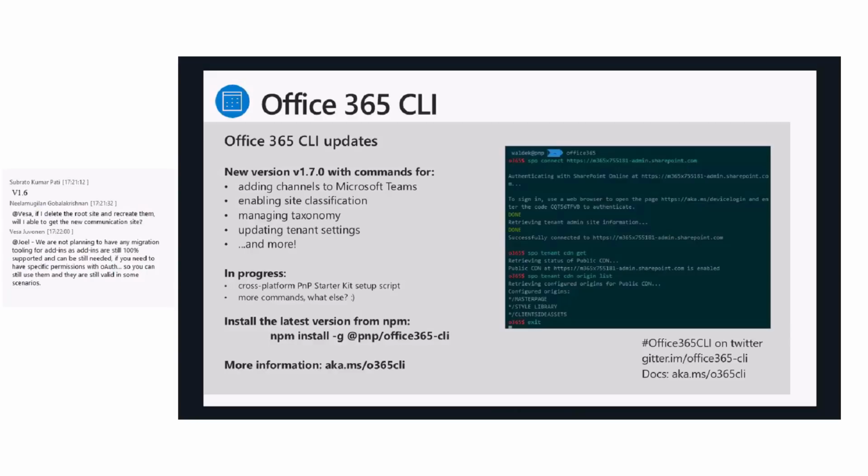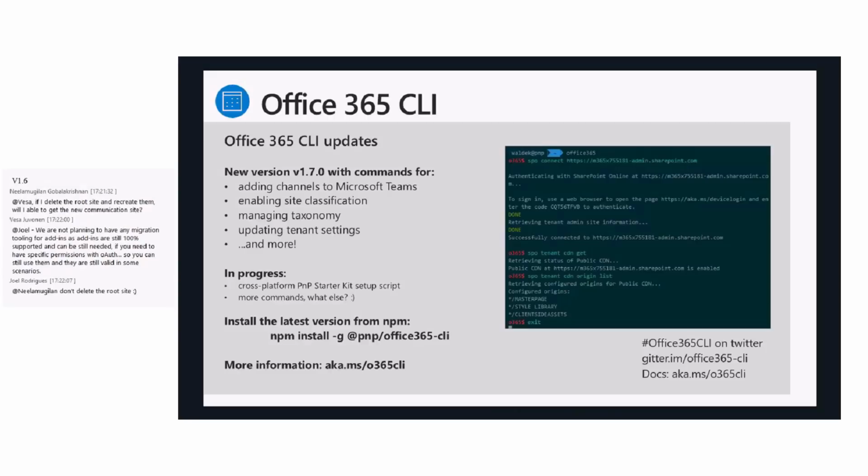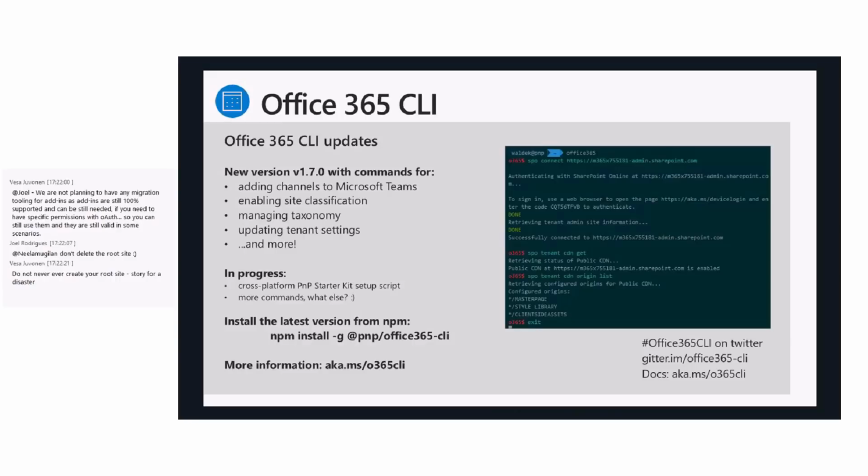If you're looking as well for a place to get involved and do some contributions, the Office 365 CLI is a great place to get started. All the commands are atomic, so you can work on a single command without necessarily having to dive deep into every facet of how the CLI works. So a great place to get involved as well.